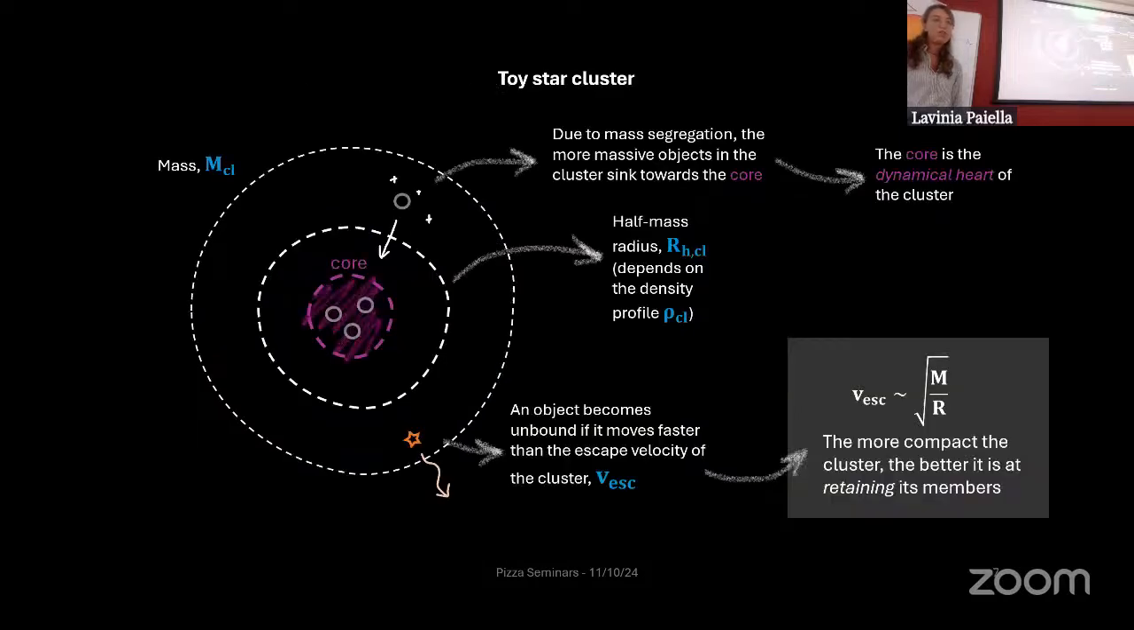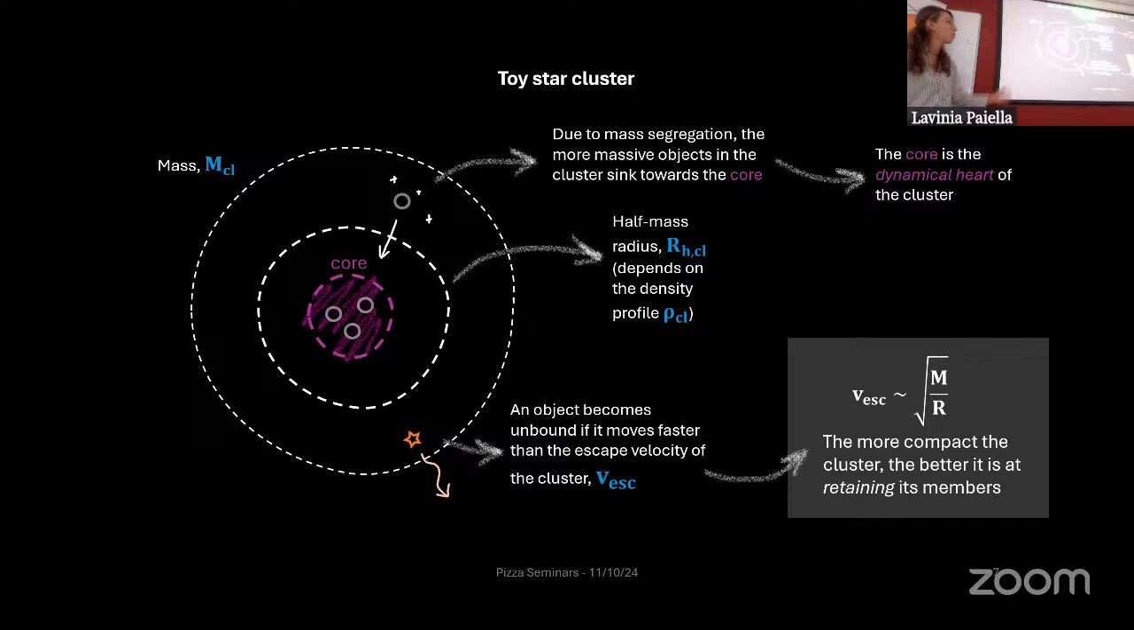Now, if you want to really simplify the picture, you must imagine that a star cluster is mainly made of its core, which is the central region of the cluster. It's the densest region, and then the surroundings.